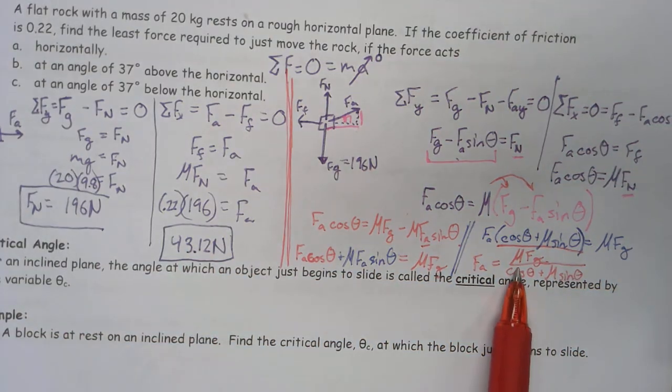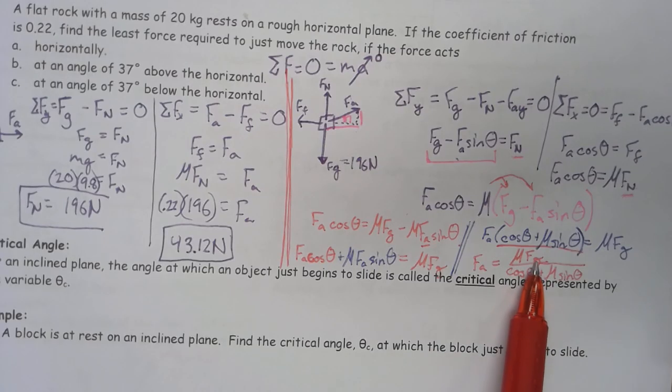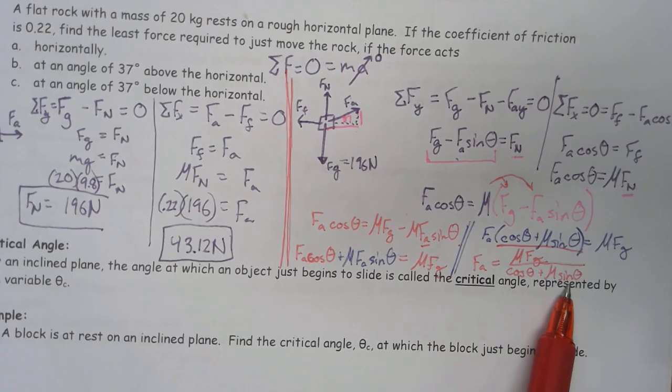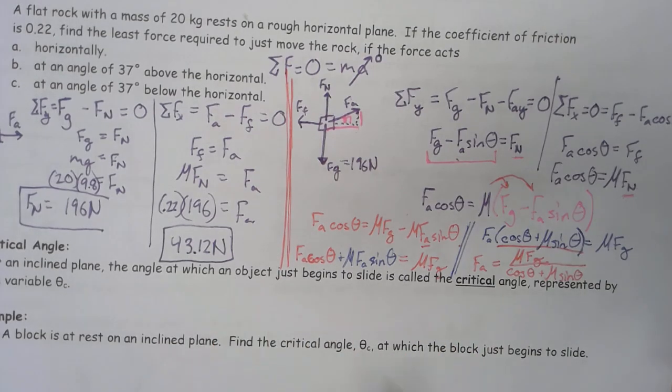Can I find what mu is? Is it a number? 0.22. We used it last time. Fg: did we solve for it already? Yeah, 196. Cosine theta: do we have the angle? What's the angle? 37. Plus mu, that's 0.22, sine 37 again. We have all the numbers. We can type it into the calculator, solve, and we get slightly bigger of a force than 43 because some of it is used to do the lifting.